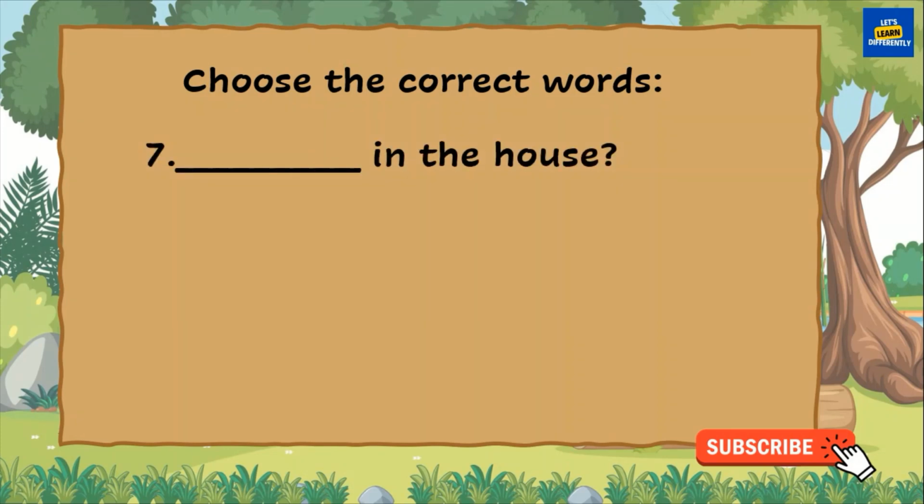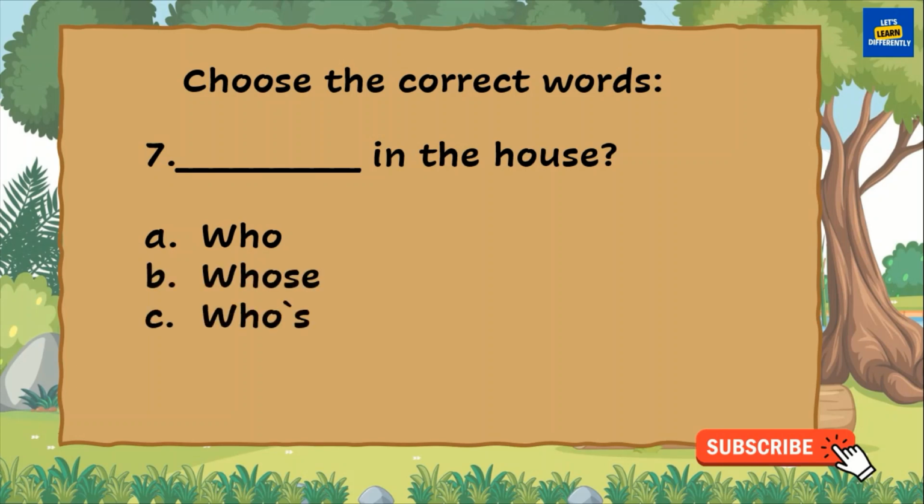Number 7. Dash in the house. Option A. Who, option B. Who's, option C. Whose, option D. Whose. And the correct answer is who's in the house. Here it is who is in the house.